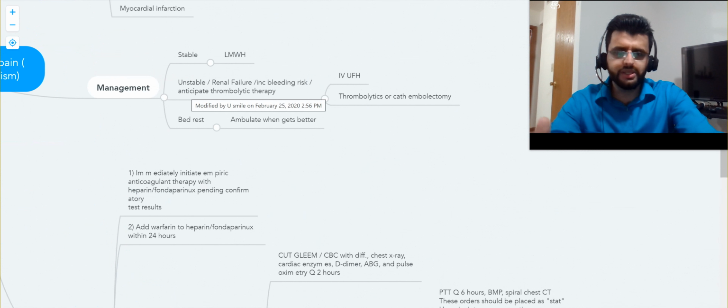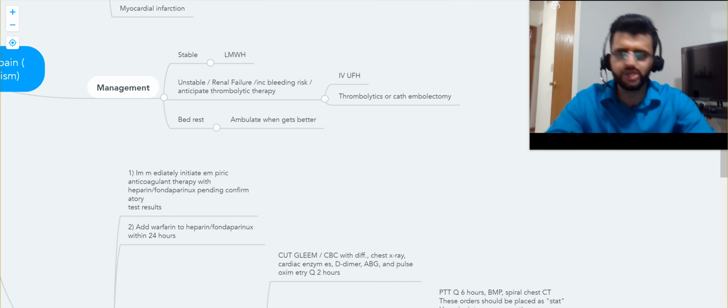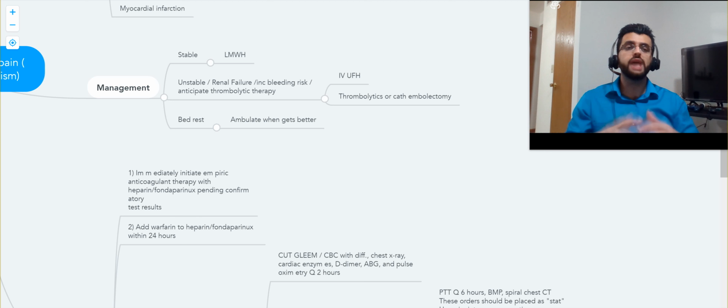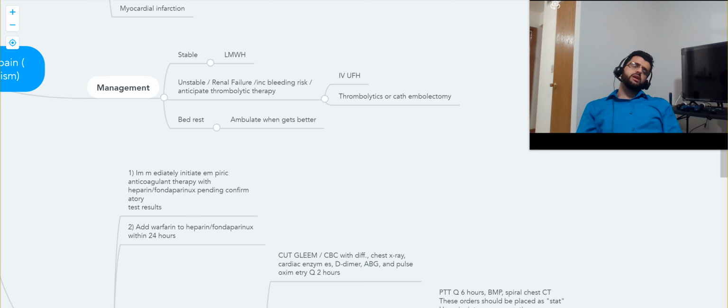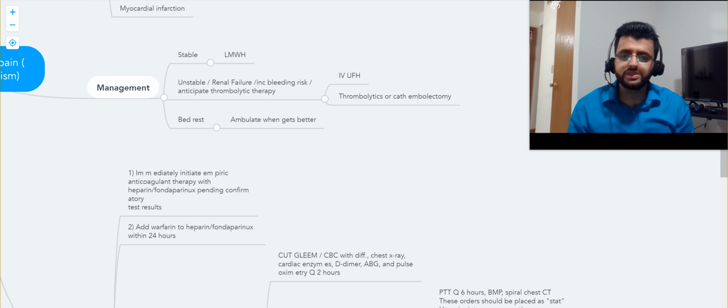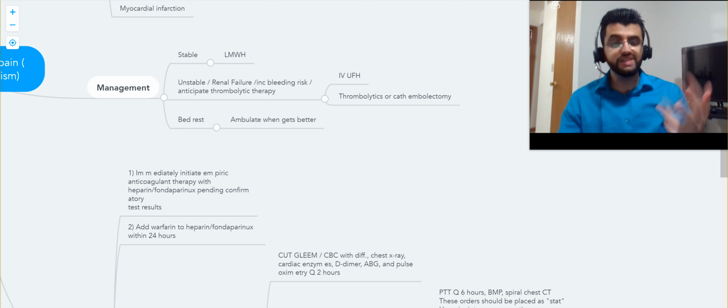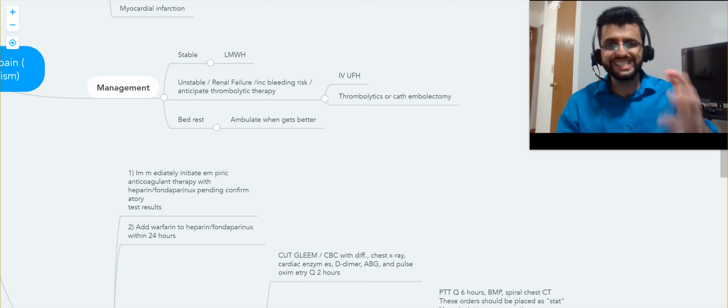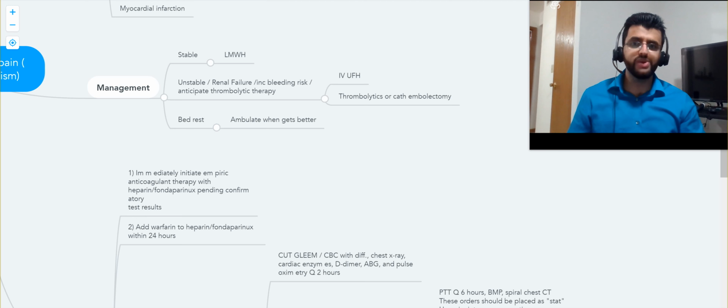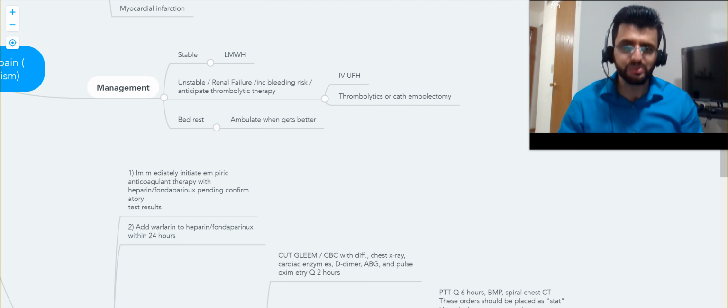Just before we go to the case, let me lay some stuff out there. If the patient is stable, how do we manage him? Stable pulmonary embolism, you go immediately with heparin, low molecular weight heparin. What if he's unstable? What do you mean by unstable? Hemodynamic instability, or renal failure, or increased bleeding risk, or if you anticipate thrombolytic therapy, what do you do?